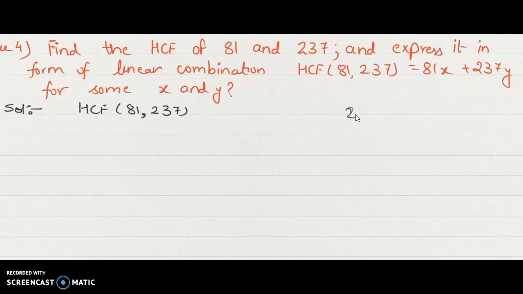So 237 must be divided by 81 in the long division method. How many times will it go? For 2 it becomes 162 and 3 times it becomes 243. So we will take it as 2. 2 1s are 2 and 2 8s are 16. 7 minus 2 is equal to 5 and 13 minus 6 will become 7. Okay, so we get 75.